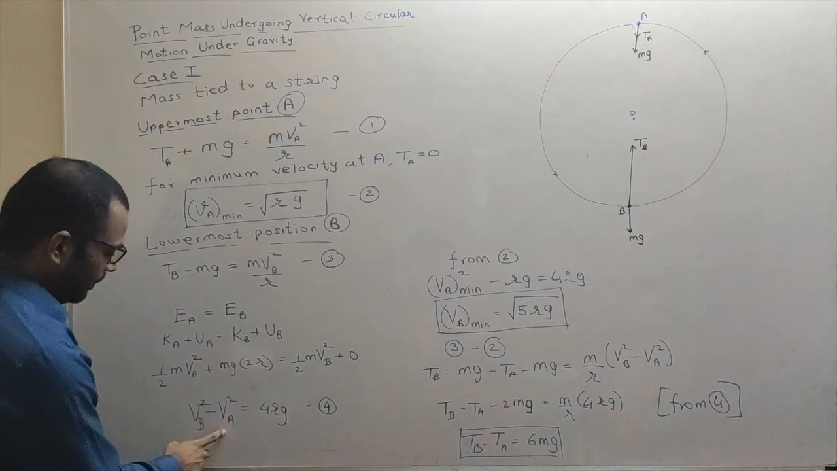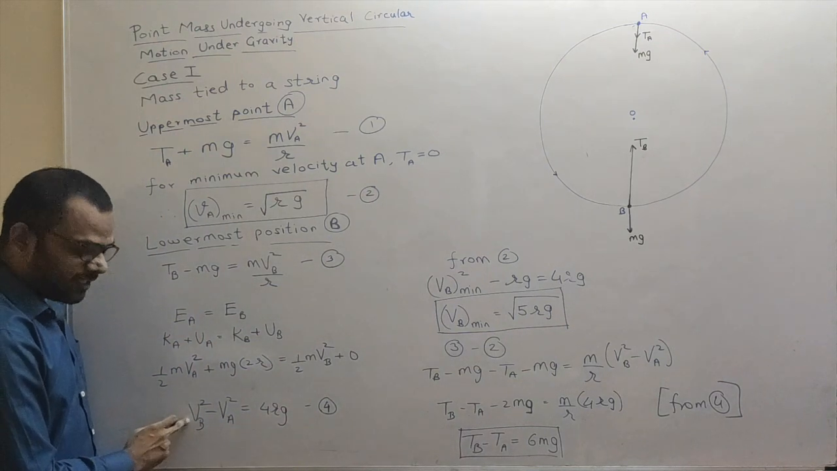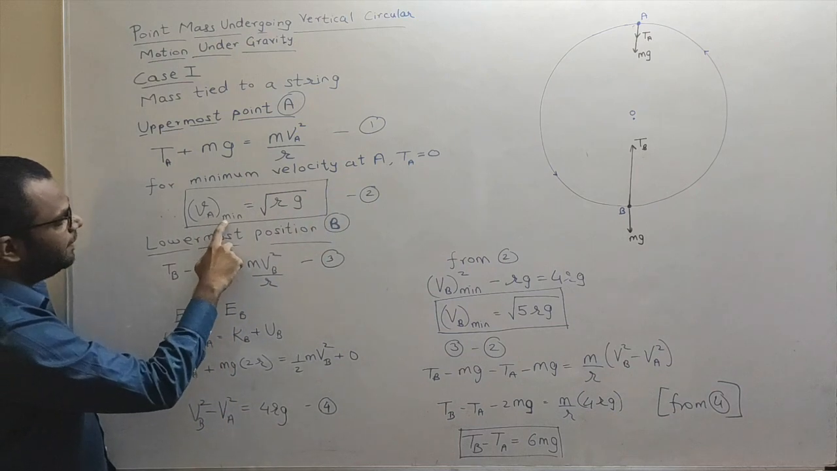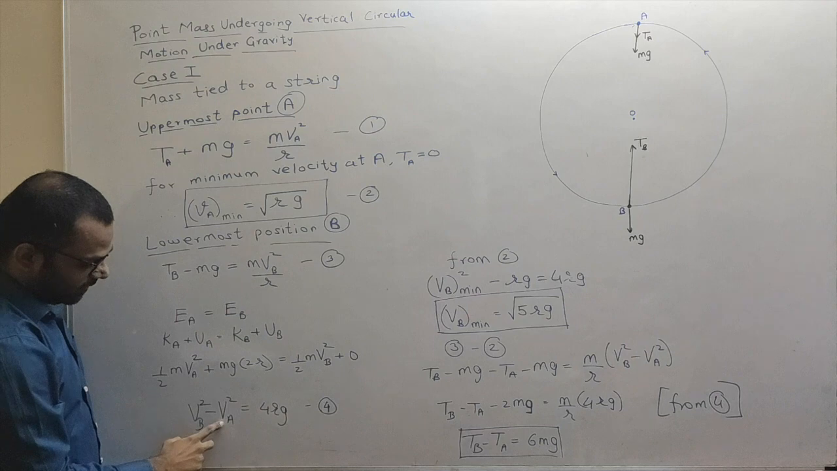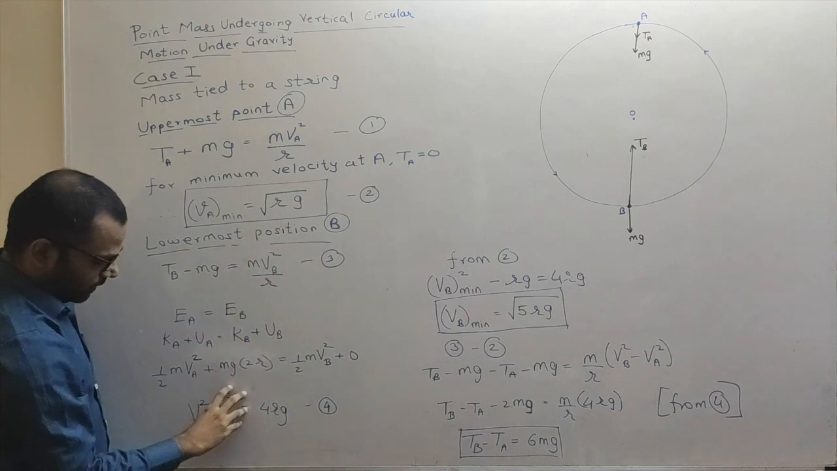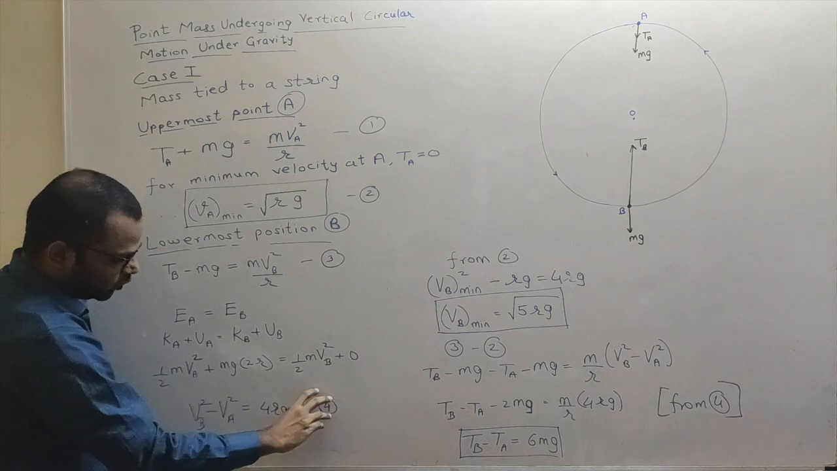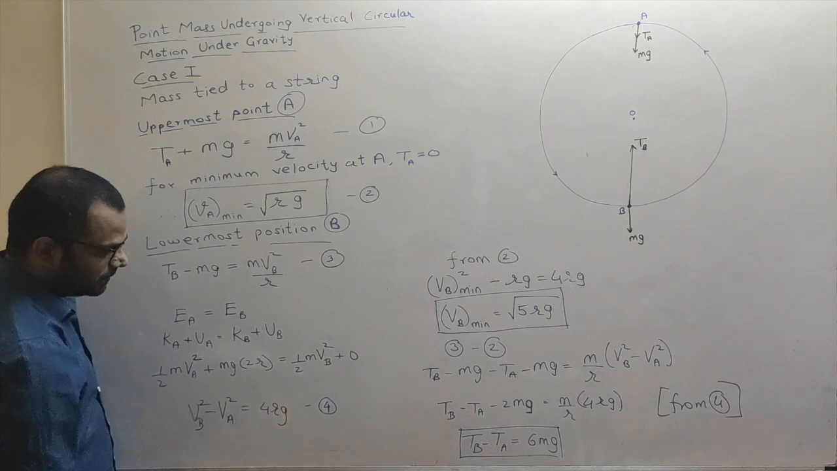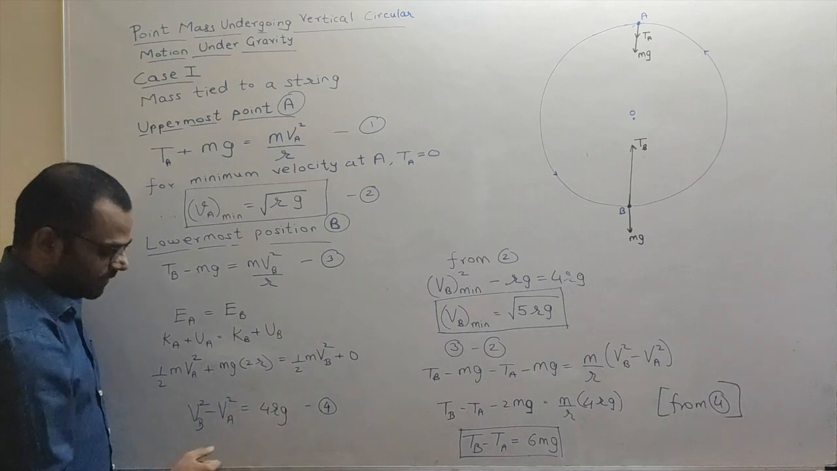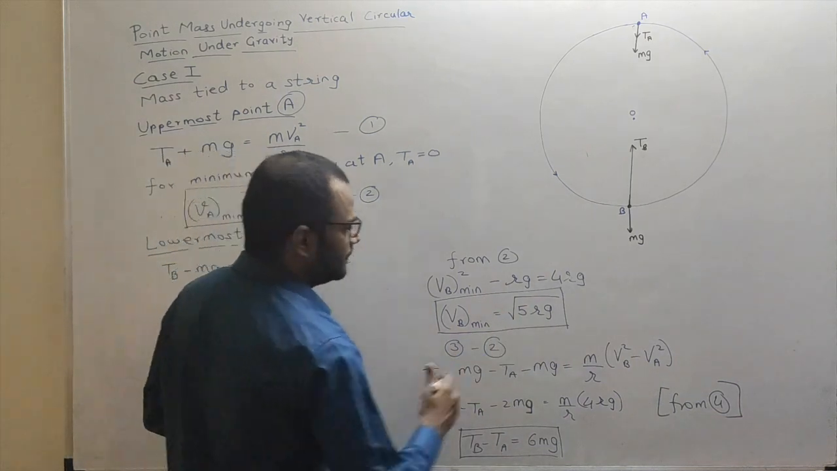Now from equation 2, if I put in this equation Va as Va minimum, I will get Vb as Vb minimum. So from 2, as we can see, Va minimum is square root of Rg, and hence Va square minimum will be Rg. And since this is a minus sign, if this goes over here, it will become plus Rg. So 4Rg plus Rg will give me 5Rg. So Vb minimum will be square root of 5Rg.